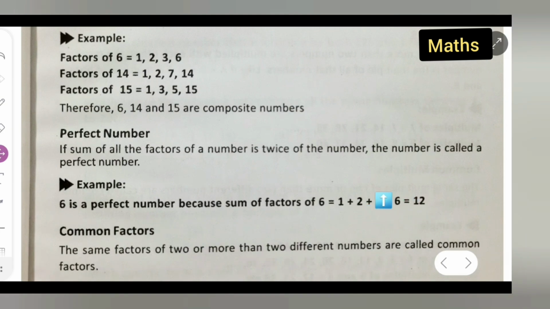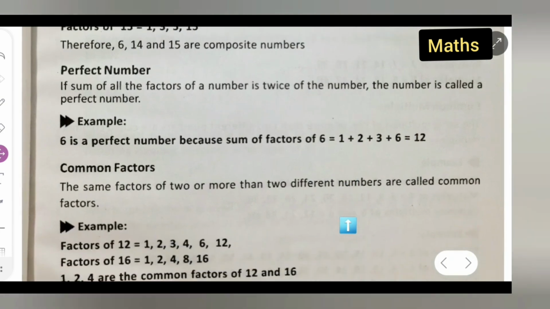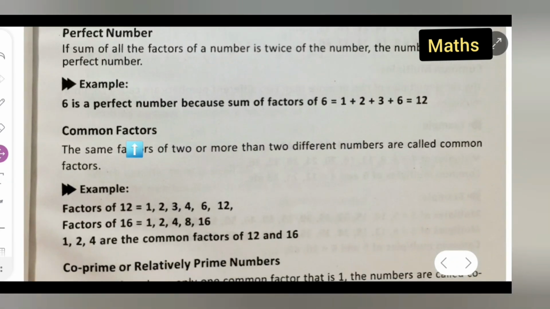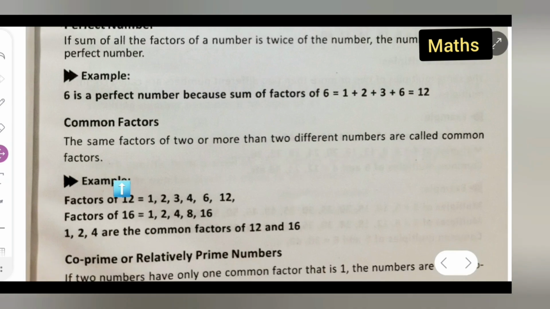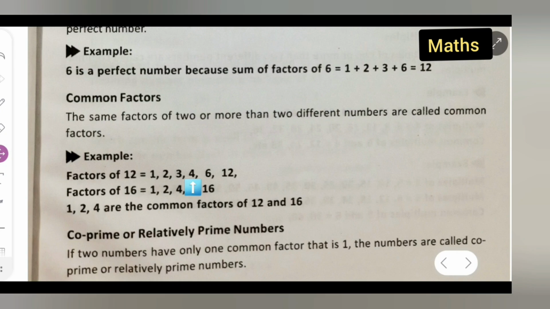So this is a perfect number. Next, what we have is the common factor. The same factors of 2 or more than 2 different numbers are called common factors. For example, factors of 12 are 1, 2, 3, 4, 6, 12. Factors of 16 are 1, 2, 4, 8, 16. So 1, 2, 4 are common in both, right? So they are the common factors of 12 and 16.